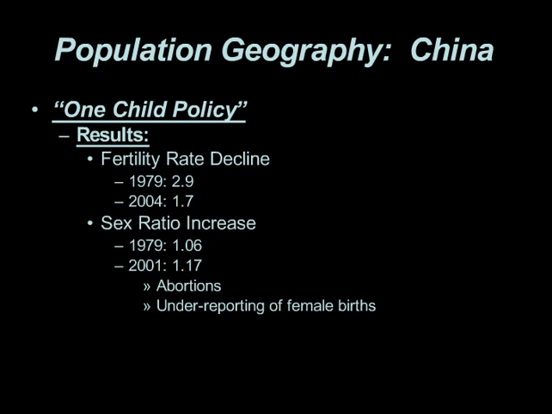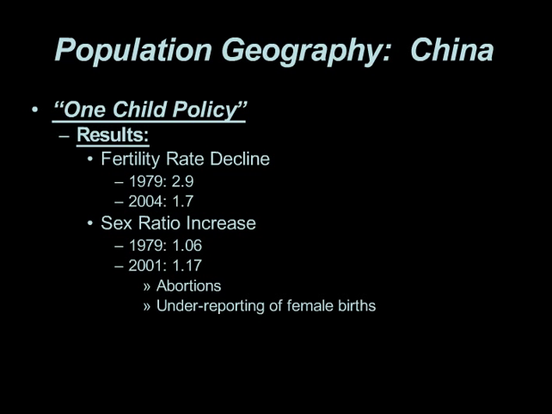Also a sex ratio increase. In 1979, for every 100 females, there were 106 males. In 2001, for every 100 females, now 117 males. A lot of this is, like I said, abortions due to ultrasound technologies where you can already, at an early stage, identify the sex of the child.